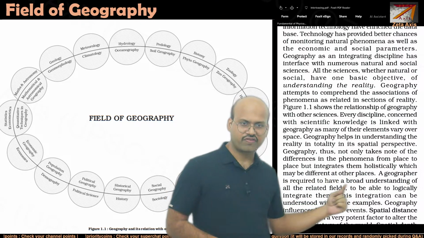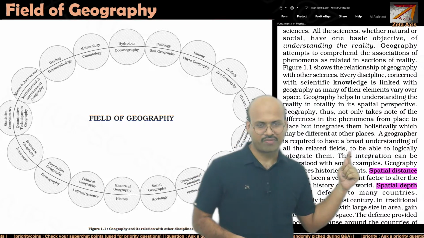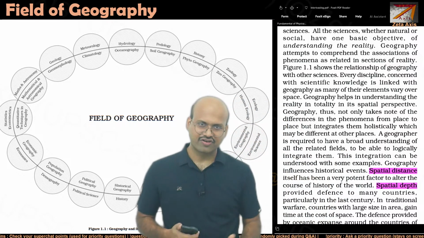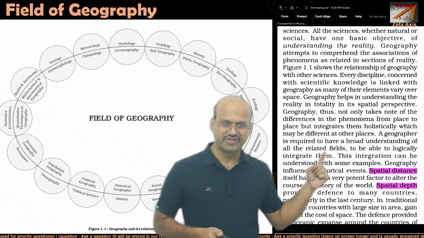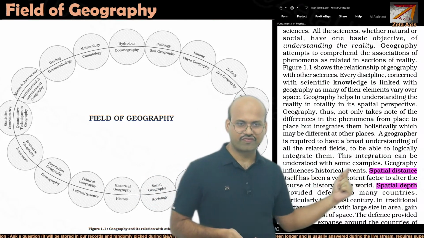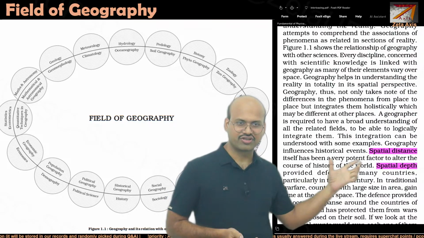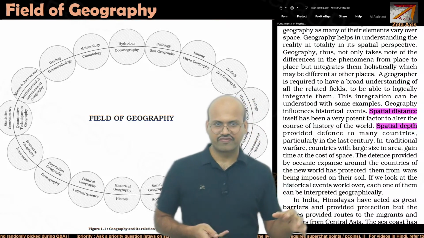Geography integrates wholly. A geographer is required to have a broad understanding of all the related fields. Obviously, if you are studying the effect of these many branches, you need to have some basic understanding of all of these fields. This integration can be understood with some examples. Geography influences historical events. Here they are giving an example explaining how geography is interrelated.